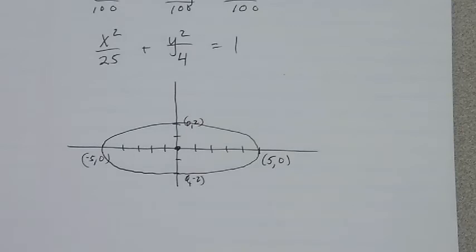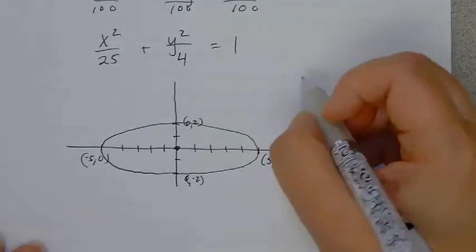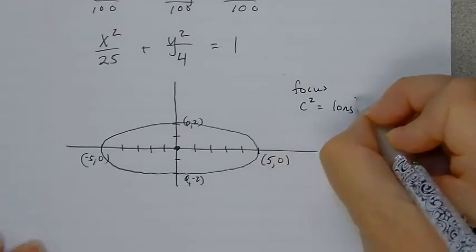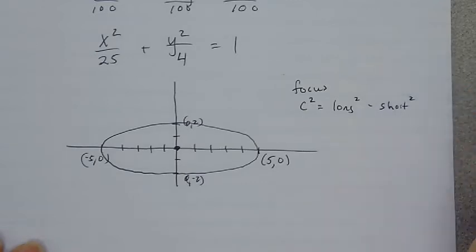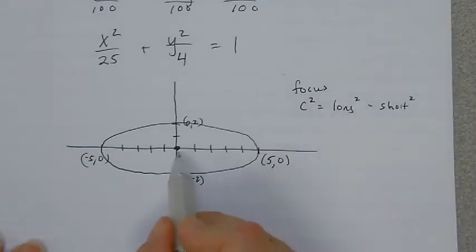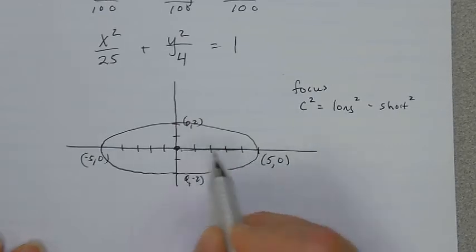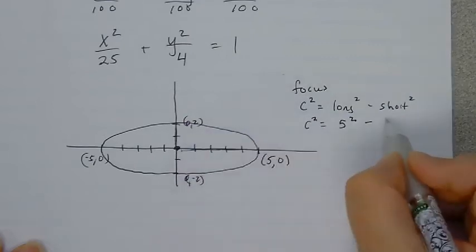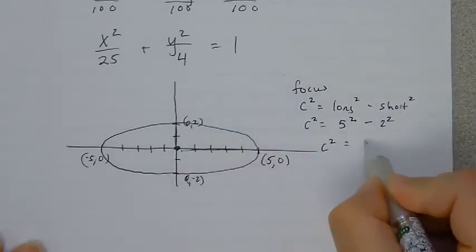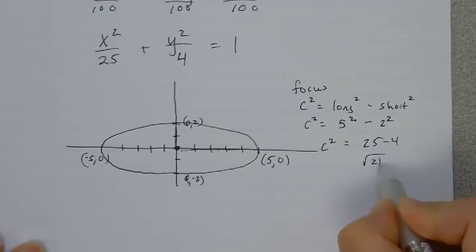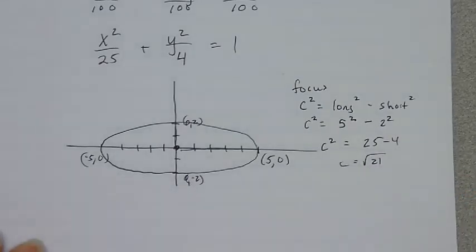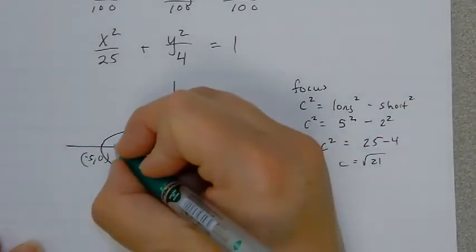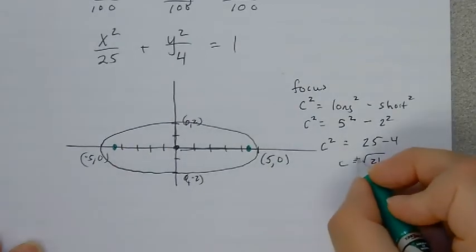Okay, let's talk about where the focus points are. To find the focus, c squared is going to be the longest squared minus the shortest squared. So the longest side that we have is 5. So c squared equals 5 squared, subtract 2 squared. So c squared equals 25 minus 4, or 21, so c is the square root of 21. The square root of 21 is between 4 and 5, so that means somewhere here is a focus point and somewhere over here is a focus point, because it's the plus or minus value.